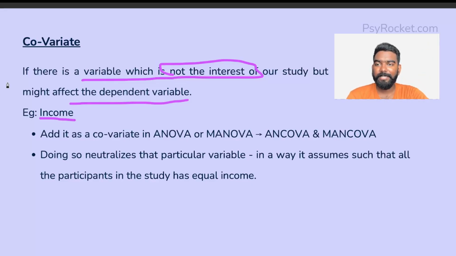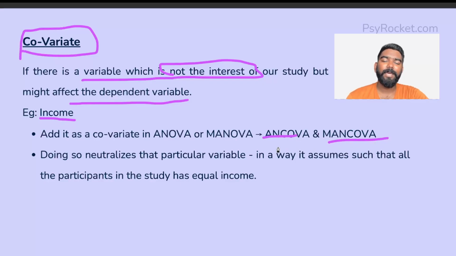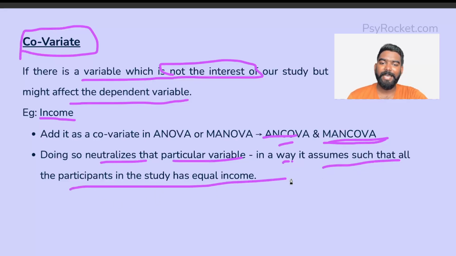That variable is called a covariate, and when we include such covariates in our study, we call it ANCOVA or MANCOVA, which is analysis of covariance or multivariate analysis of covariance. So adding such covariates neutralizes that particular variable in a way. It assumes that all the participants in the study have equal income.